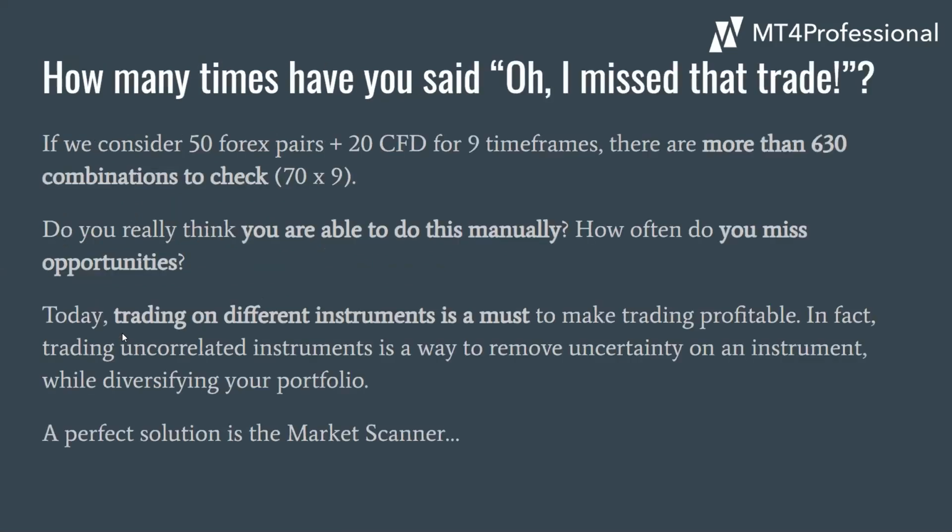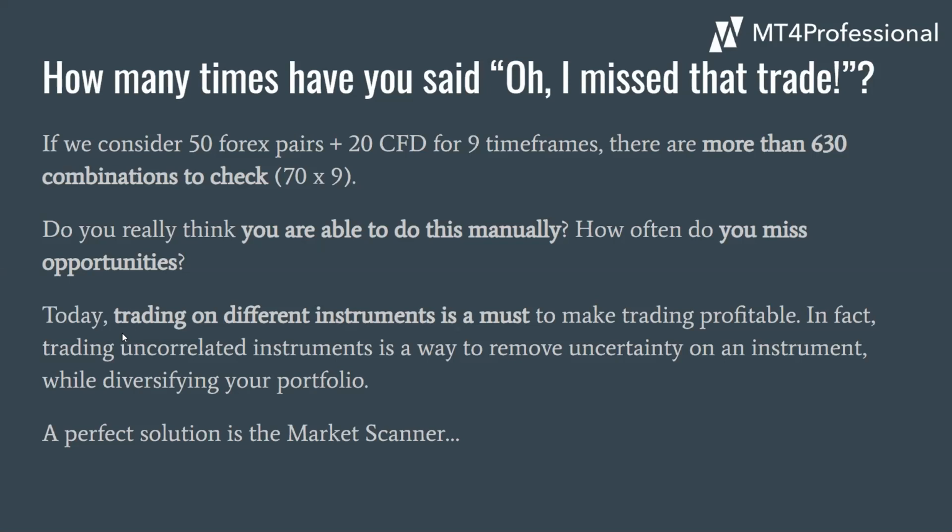If you've ever considered trading or looking at the different options that you have, look at the 50 Forex pairs you have access to, look at the 20 CFDs, look at all the different time frames that you've got. Putting it all together, that's more than 630 combinations to look through. So do you really think that you would be able to scan through all of those setups and pairs and find just the right trade? How often do you miss opportunities? Are you able to do this manually? All of these things are things we address every single day.